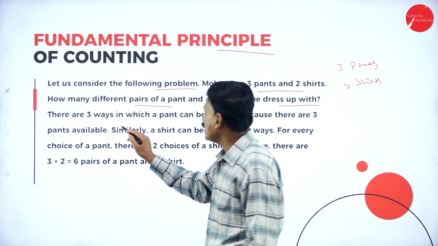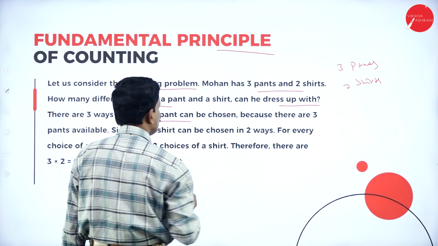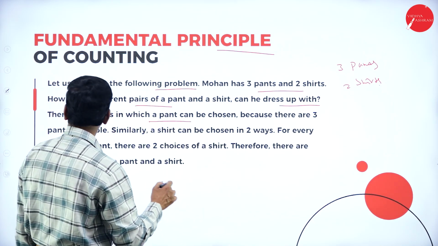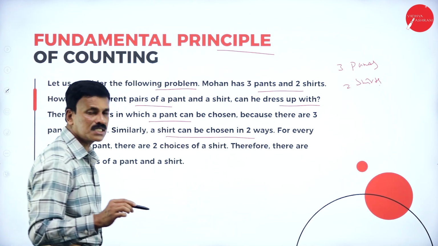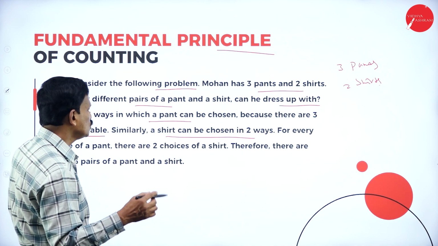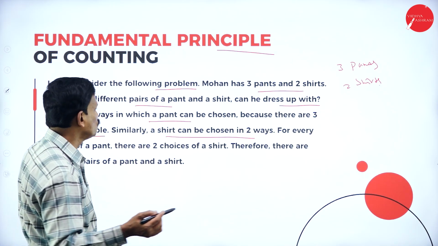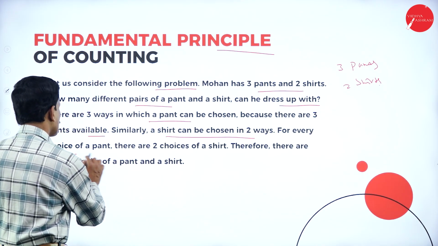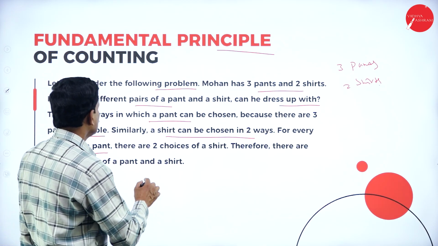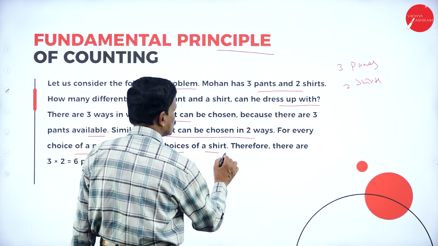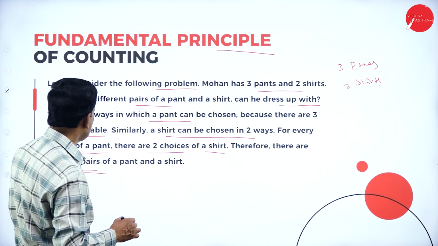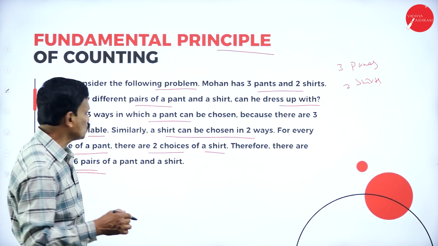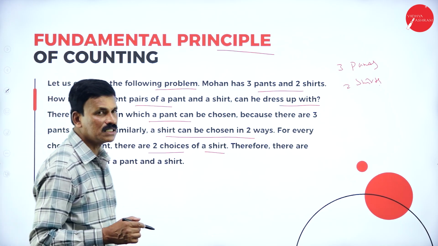There are 3 ways in which a pant can be chosen, because there are 3 pants available. Similarly, there are 2 shirts, which can be chosen in 2 ways for every choice of a pant. Therefore, there are 3 into 2, that means 6 pairs of pant and shirt he can wear.